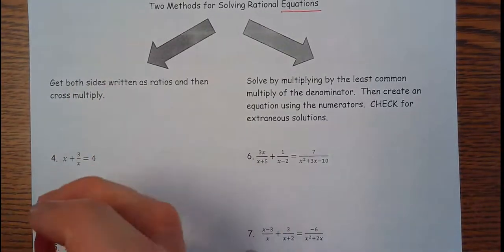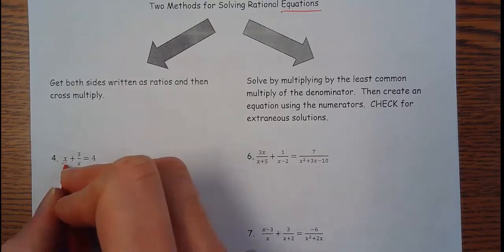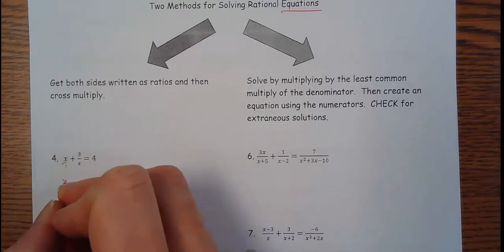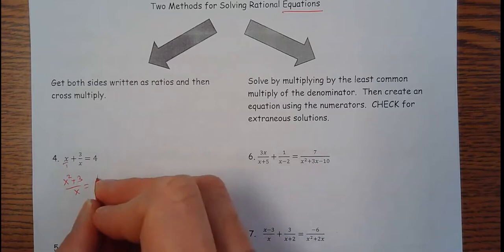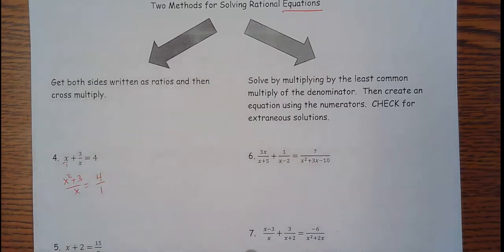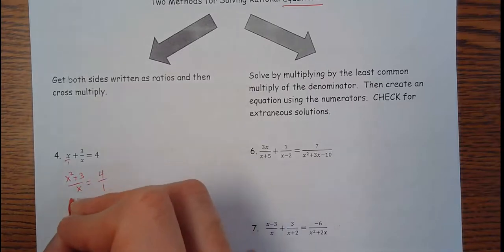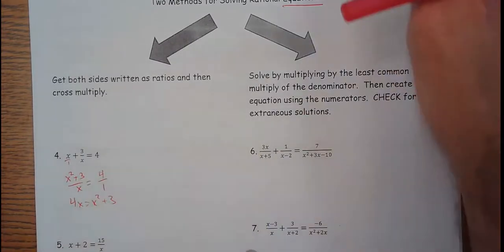So this side right here, it's not written as one big ratio. So what I need to do, right now this is over 1. Well, if I want it to be over x, I need to multiply by x over x. So it'd be x squared plus 3 over x is going to equal 4, and I'll put that over 1. Now, set cross products equal. So 4 times x equals x squared plus 3.